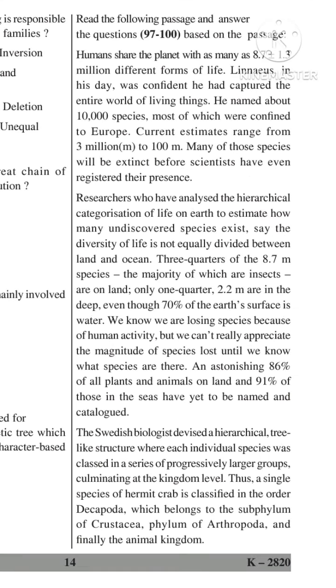Question number next 97, 98, 99 and 100. So these are related to this paragraph. So this time they have given this paragraph and the questions are very challenging.